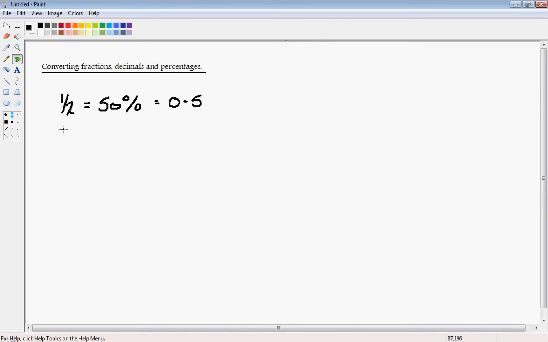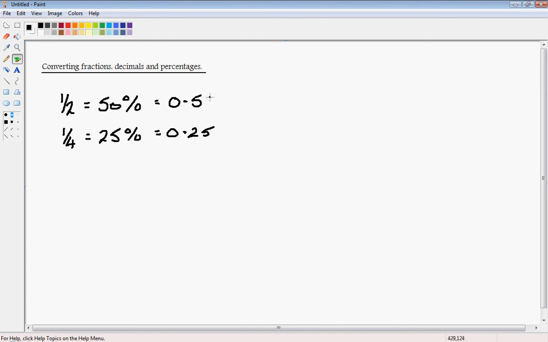Now if we have a quarter, a quarter is half of a half, so that must be half of the 50%, so that must be 25%. Now a quarter as a decimal is 0.25. You may or may not know this, but this is a fact, that half of 0.5 is 0.25.